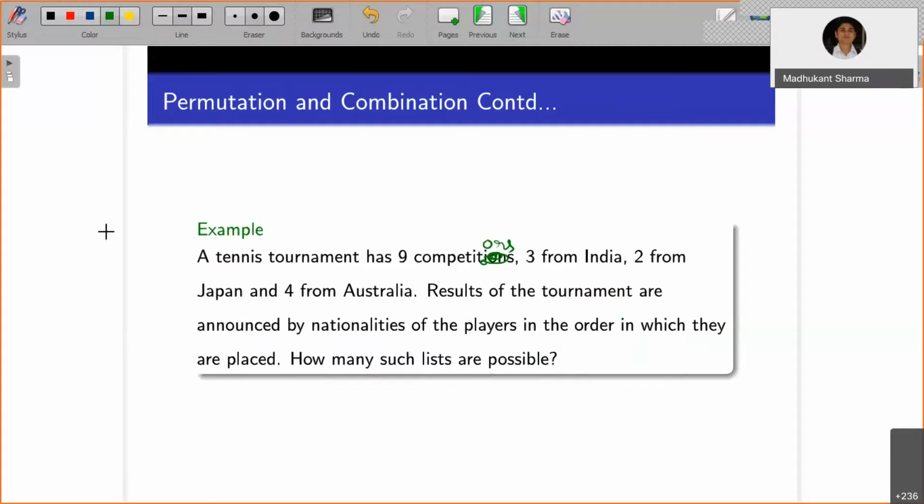So the total number of competitors is 9. Out of them, 3 are from India, 2 from Japan, and 4 from Australia. It is immaterial to talk about the order among the Indians, whether Madan Mohan or Mrityunjay or Sunil Kumar or Sushil Kumar. So there are 3 alike, 2 alike, and 4 alike. The number of such lists possible is 9 factorial divided by 3 factorial into 2 factorial into 4 factorial.